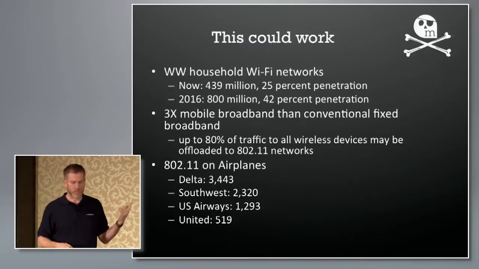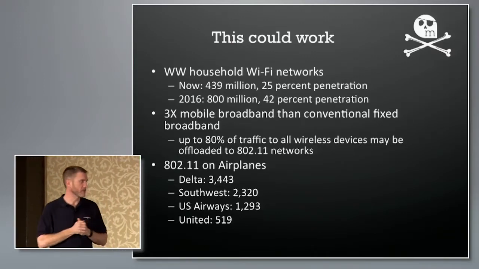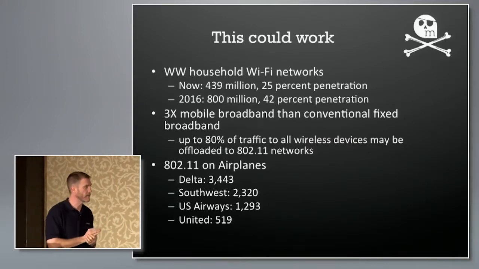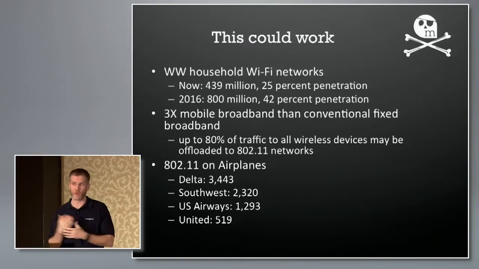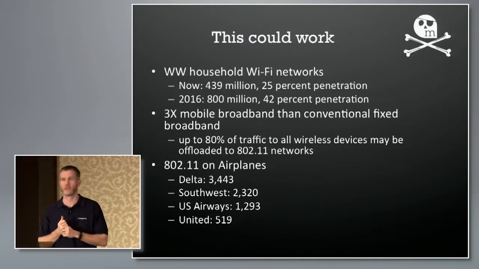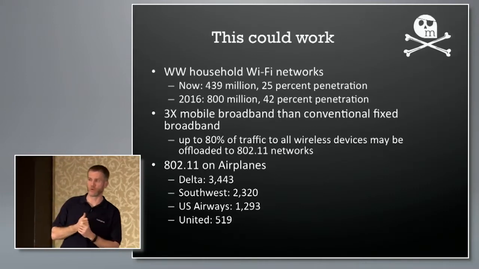And I was looking up some data just to understand the magnitude of this. 439 million houses have Wi-Fi. It's 25% of all of them. Now, who knows how many houses there are? In case you're wondering, there are 1.9 billion houses in the world.